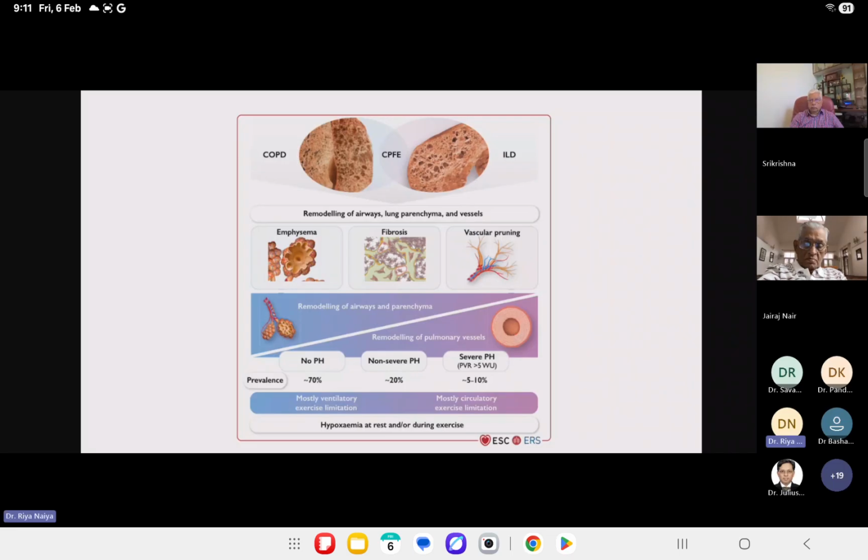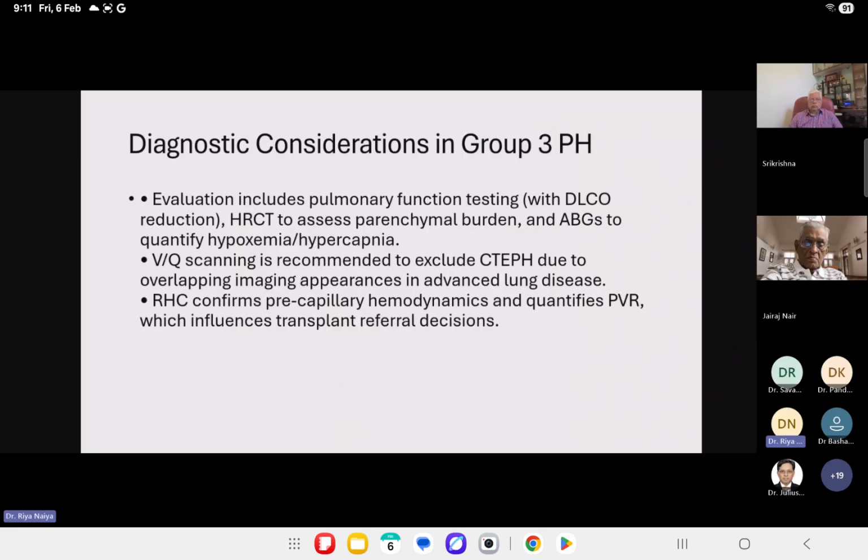Diagnosis in these patients will usually include pulmonary function testing with DLCO reduction and HRCT to assess the parenchymal burden, and ABGs to quantify hypoxemia and hypercapnia. Ventilation perfusion scan is recommended to exclude CTEPH due to overlapping imaging appearances in advanced lung disease. And right heart catheterization confirms precapillary hemodynamics and quantifies PVR, which influences transplant-related decisions.